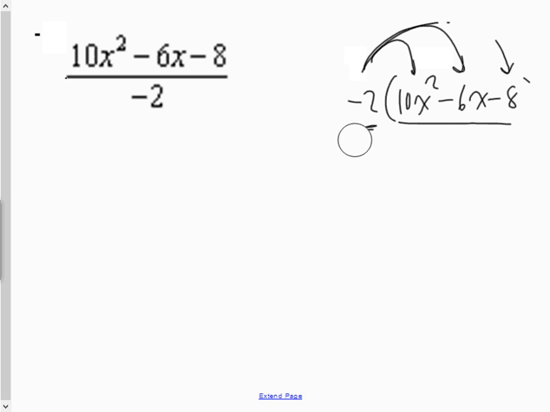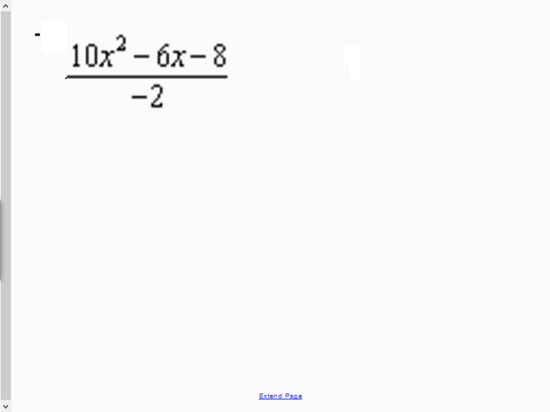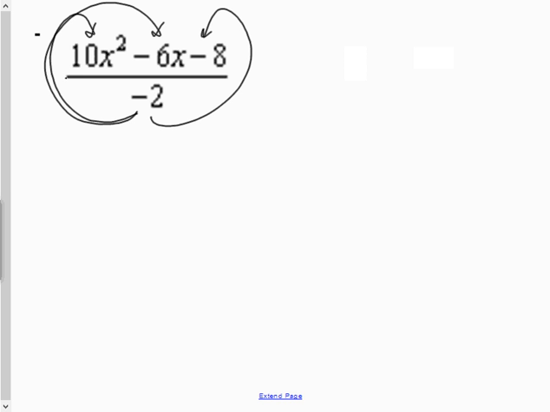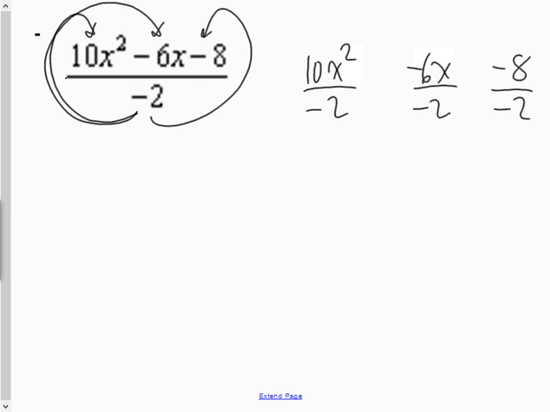In this particular question, though, we're not dealing with multiplication, but rather division. But every term in the trinomial has to be divided by -2. So if I want to think of them as separate parts, the 10x squared is going to be divided by -2. The -6x is going to be divided by -2. And the -8 is going to be divided by -2.